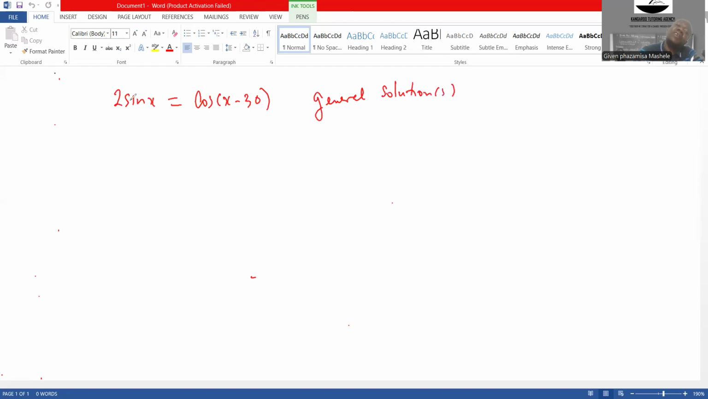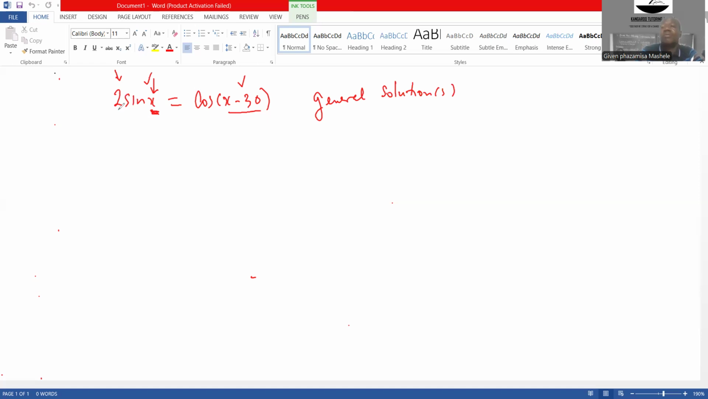Number one, let's check. Here we have 2, and here it says x, the angle is x. And here we have cos, and the angle is x minus 30. We know the angles now are different. And since the angles are different, it means we cannot change this to have tan. We change this to tan if the angles were the same. But one other thing is, when you look at the two expressions, the coefficient here is not 1, it's 2. Which means we cannot use cofunctions. We cannot change cos to sine or sine to cos because the coefficient here is not 1.